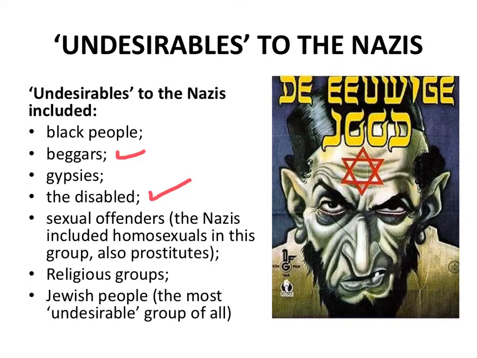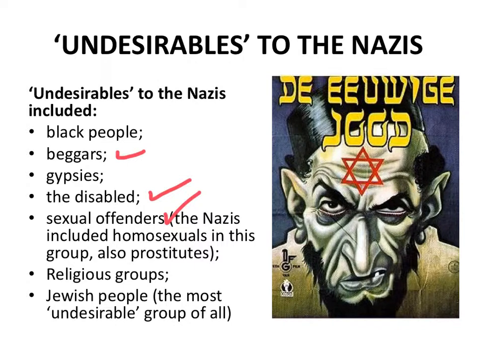The disabled, for similar reasons. The Nazis viewed people with disabilities as burdens. Good Germans should be working, contributing to making the nation stronger, and they shouldn't be looking after the weak. So the Nazis despised the weak. Sexual offenders like homosexuals, prostitutes. The Nazis were very, very intolerant of sexual deviancy, as it was known.